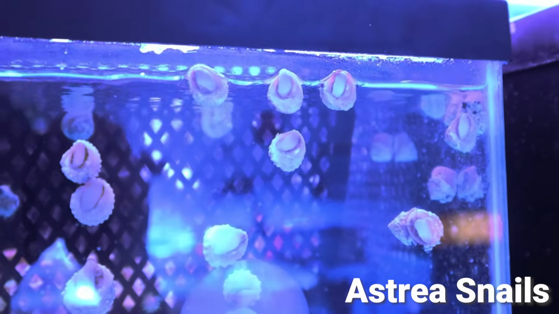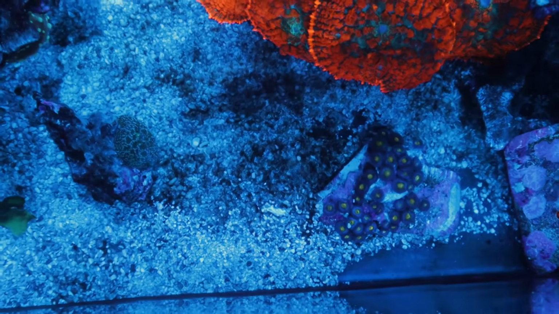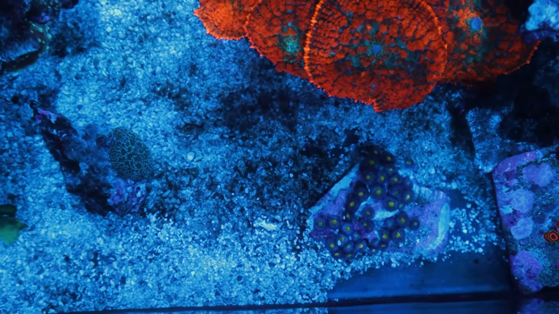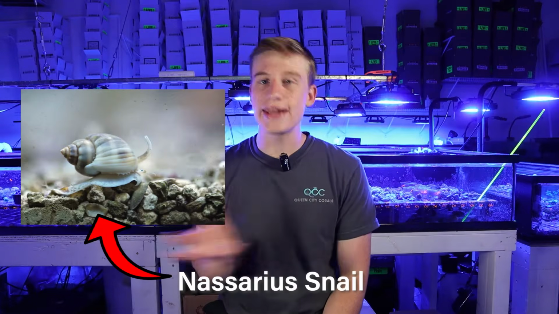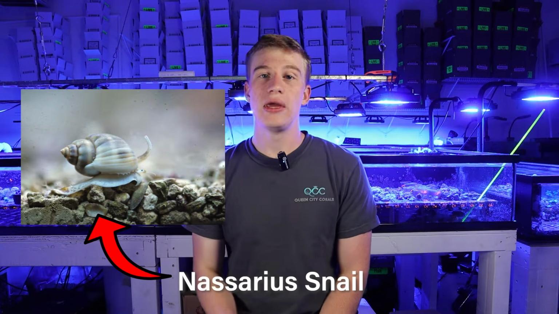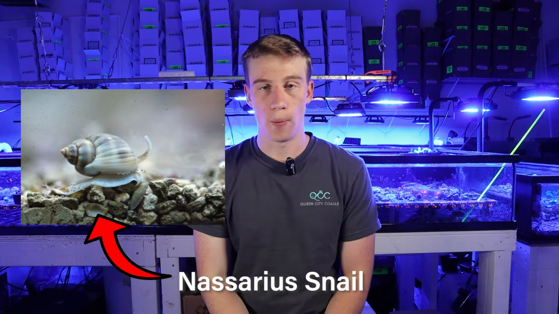Now, if you're having algae issues on the sand, I would recommend hermit crabs, just like with the rocks, and also Nassarius snails. While they usually won't directly eat algae, they can keep your sand nice and stirred up, and the algae having a harder time to actually attach and grow.